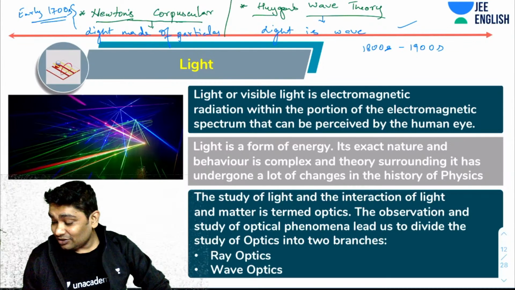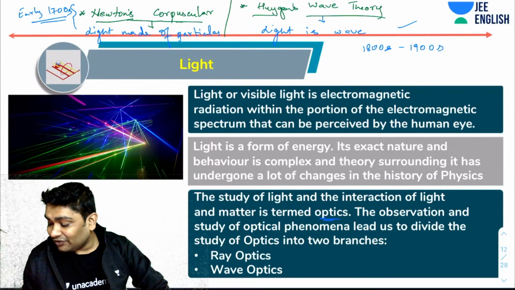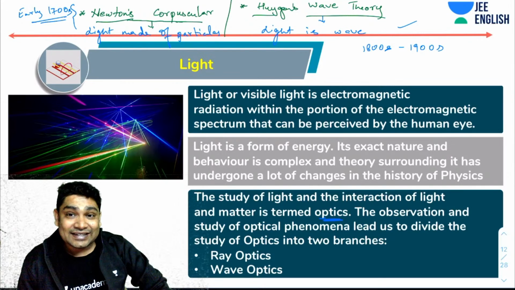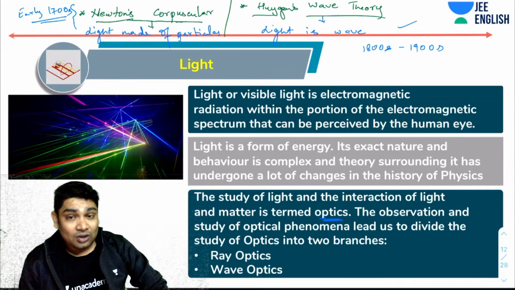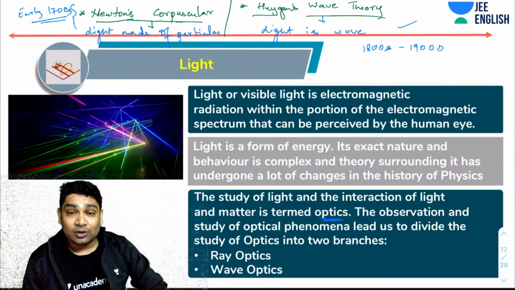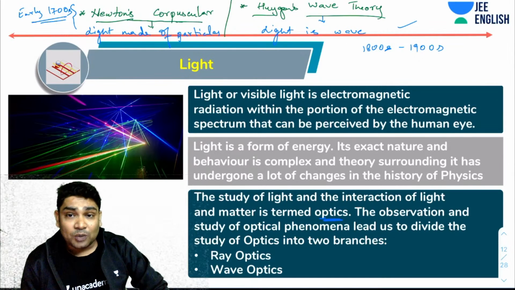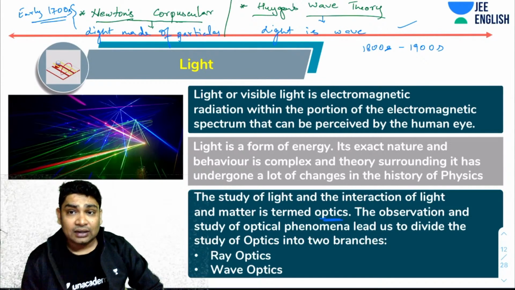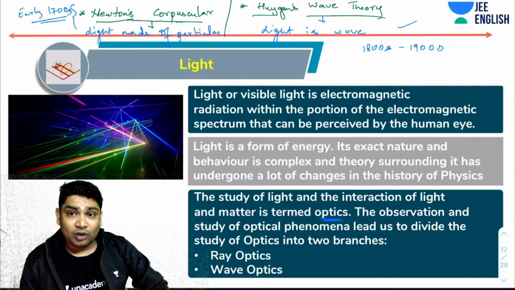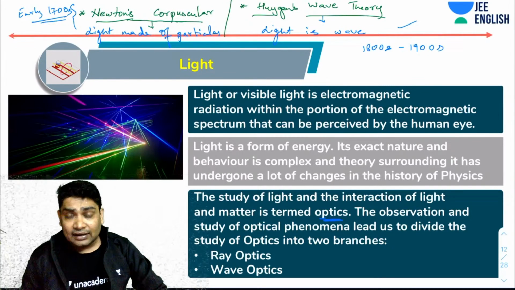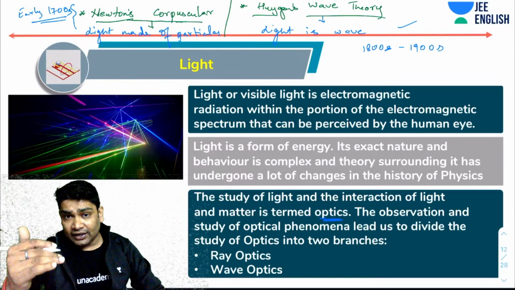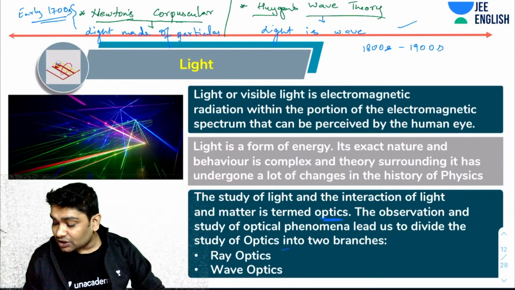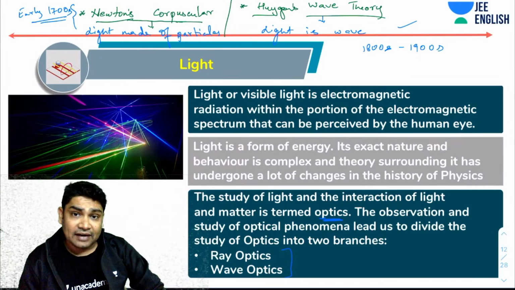So essentially, let's talk about optics first. The study of light and its interaction with matter is termed optics. So optics is the entire study wherein we are trying to decode and understand the behavior of light. Now the observation and the study of optical phenomena led us to divide the study of optics into two branches. The entire study is a very complex phenomenon, a very complex behavior. So to study it, we generally divide it into two branches, and we call these branches ray optics and wave optics.